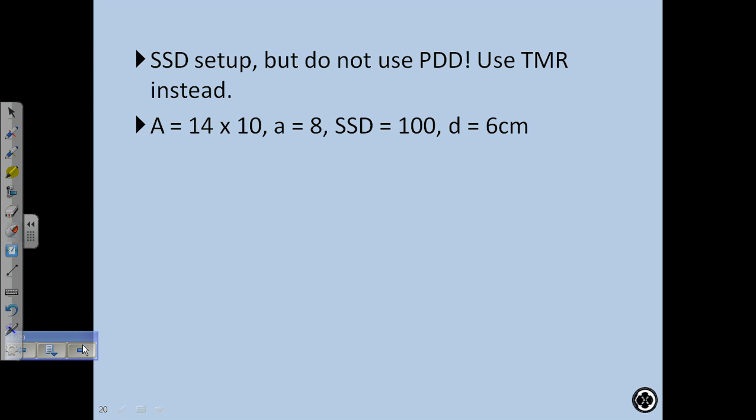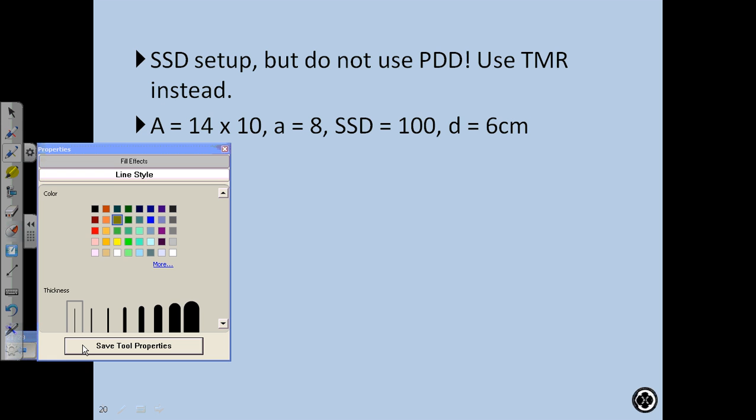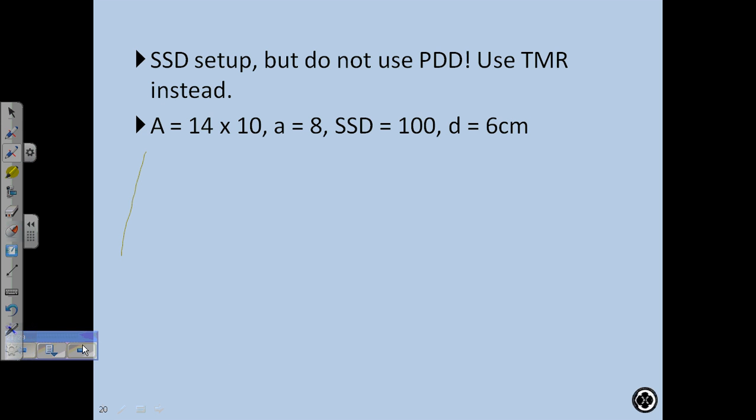Now, SSD setup. We're getting away from the SAD setup. We're going to do an SSD setup, and we're not going to use PDD. We're going to use TMR.